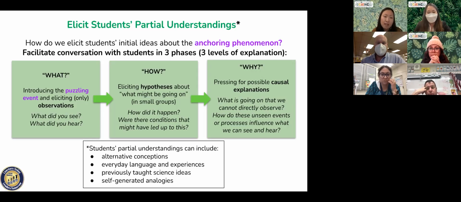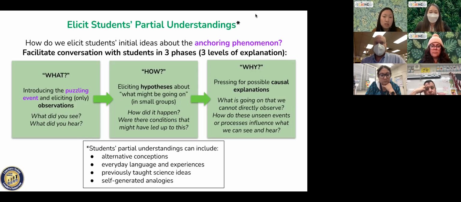Craig is sharing in the chat that modeling is an activity that really allows for a low floor and high ceiling. You can really access a range of students' thinking and be able to see that their models make their thinking visible. And then their partial understandings can include connections to alternative conceptions. They might include everyday language and experiences in their labeling, even if it's not academic language yet. They might have self-generated analogies that they tie into this.